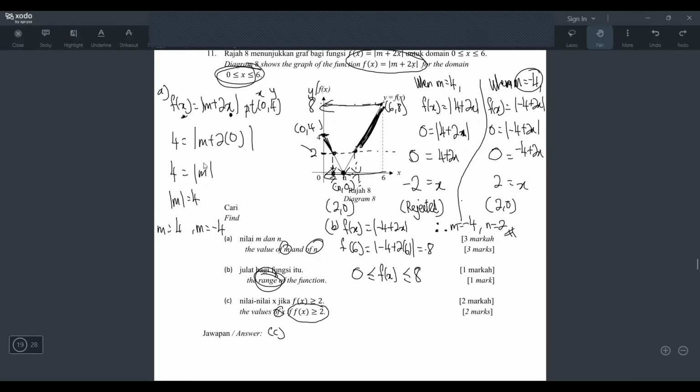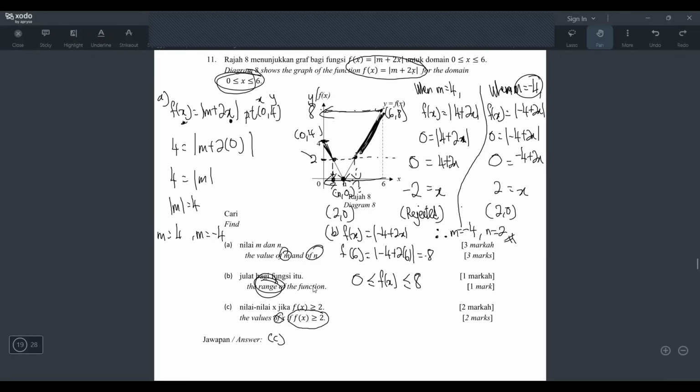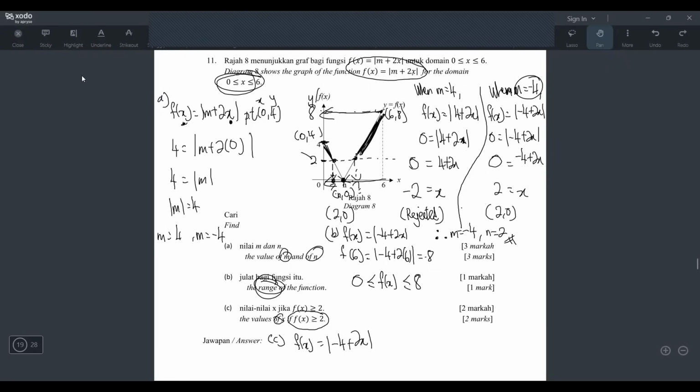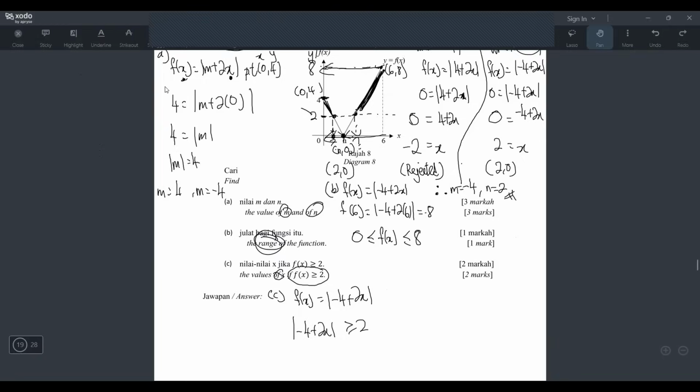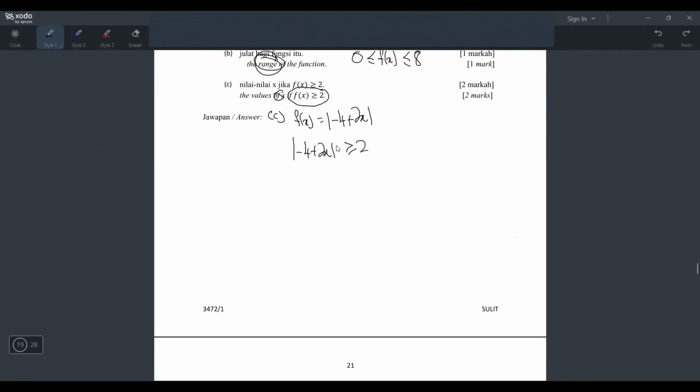Okay, but there is another way to do it. Another way is you straight away take your f(x). What is your f(x)? Modulus of m plus 2x, but m is -4, so |-4 + 2x|, like this. Since they say f(x) has to be bigger than or equal to 2, and you already know your f(x), you straight away do like that. But you have to be careful, because when you do this kind of question, you have to temporarily change this to equal first.